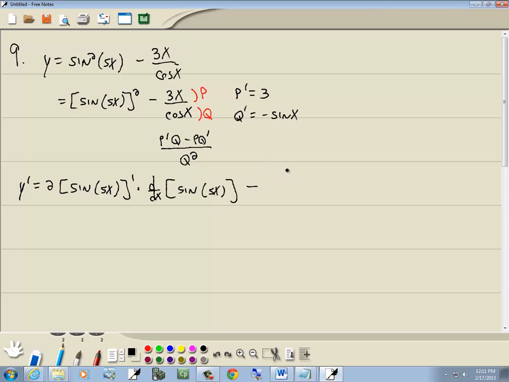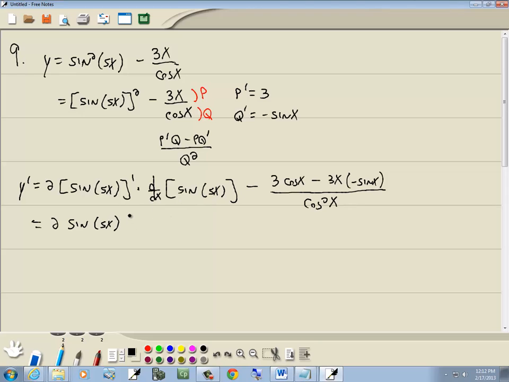minus p prime, which is 3, times q, which is cosine x, minus p, which was 3x, times q prime, which was negative sine x, all over q squared, which would be cosine squared. Let me double check that. 3 cosine minus 3x. Yep. Okay. So then I got 2 sine 5x.